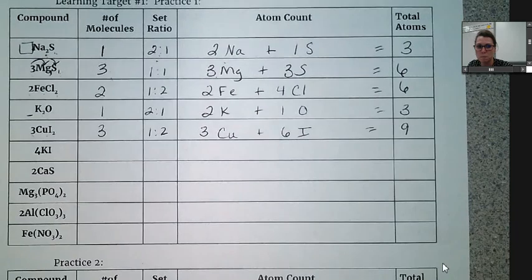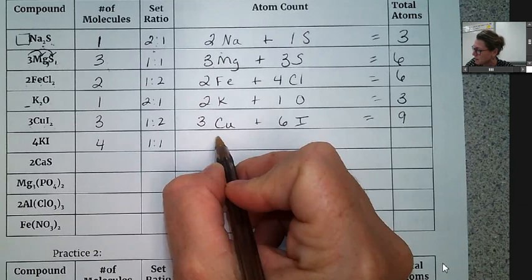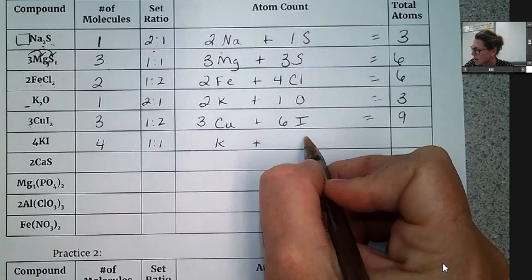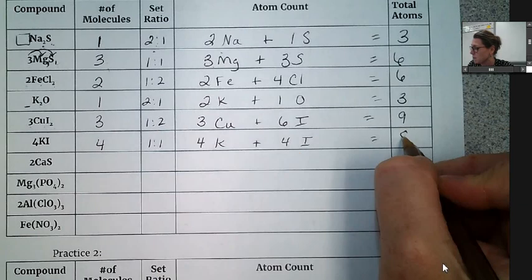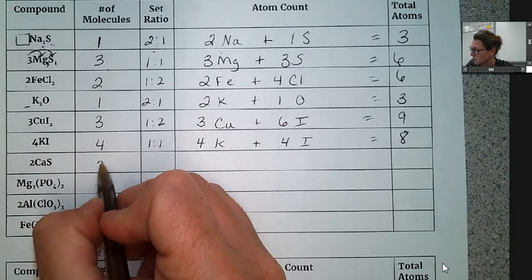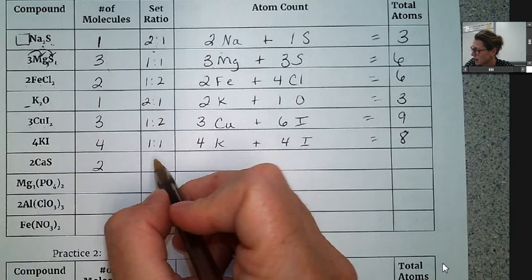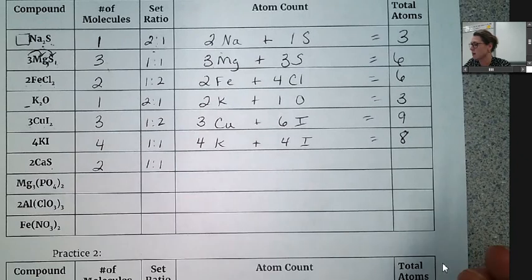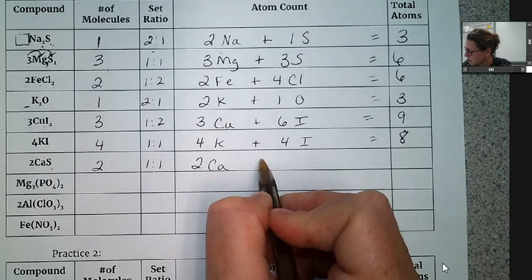I have a 1 to 1 ratio. I have potassium plus I have iodine. I have 4 and 4, which added together is going to give me 8. I have 2 calcium sulfides, so I have a 1 to 1 ratio again coming from the subscripts. So I have 2 calcium plus 2 sulfur, which is going to give me 4 atoms.